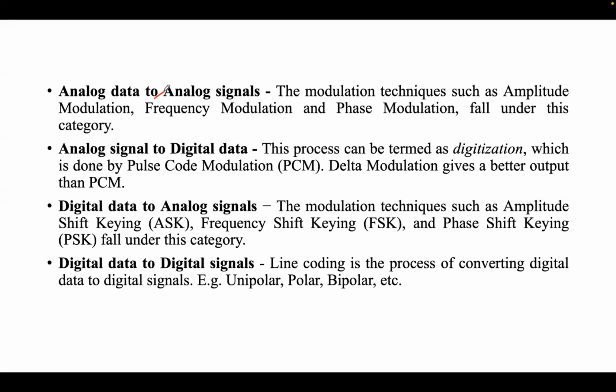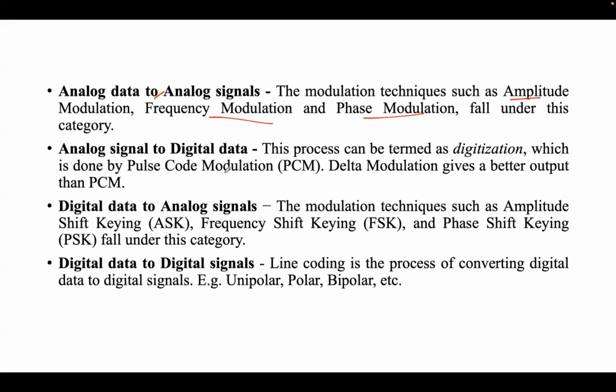In order to do that, you modify some property of a carrier wave based on your data, which is nothing but modulation. These are some of the modulation techniques we use for converting analog data to analog signals: amplitude modulation, frequency modulation, and phase modulation. The best example for this is that FM radio stations send analog audio data as frequency modulated signals.